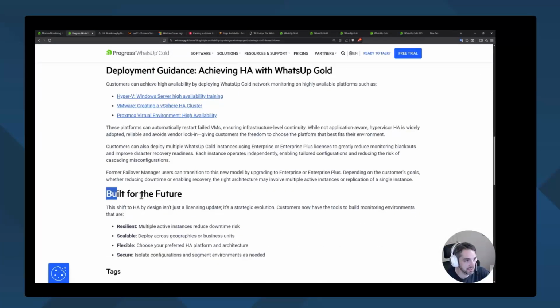All right, so with that out of the way, I guess we're almost ready to shift to questions, but let's first talk a little bit about what built for the future means. What do we mean by that? Well, we showed you how it was resilient. Scalability, obviously, with multiple instances, you can scale the environment much greater.